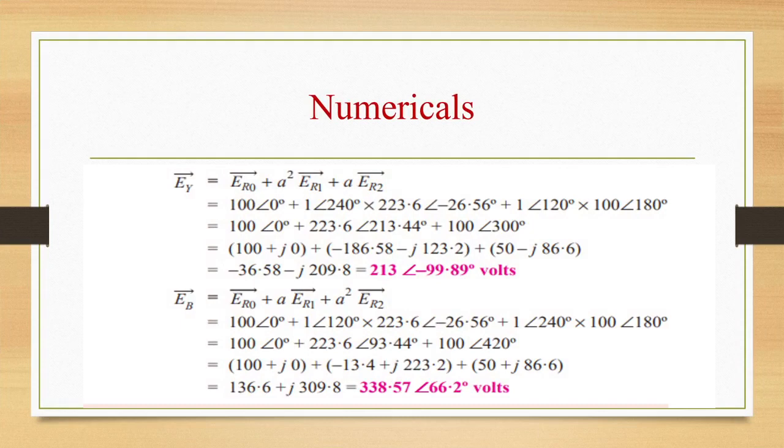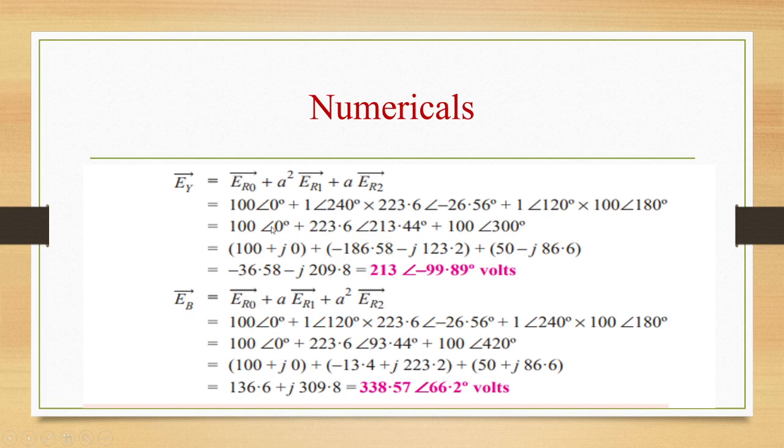Similarly, calculating EY and EB. EY will be equal to ER0 plus A square ER1 plus A ER2. ER0 is 100 angle 0 plus A square in polar form is 1 angle 240 degrees into ER1 is 223.6 angle minus 26.56 degrees, plus A value is 1 angle 120 degrees into ER2 is 100 angle 180.